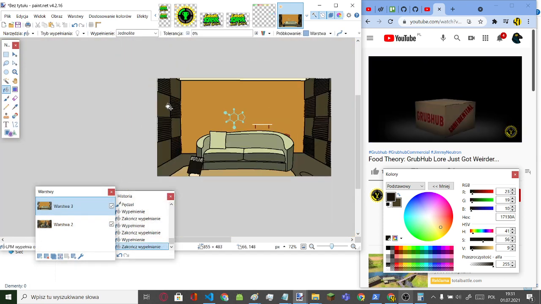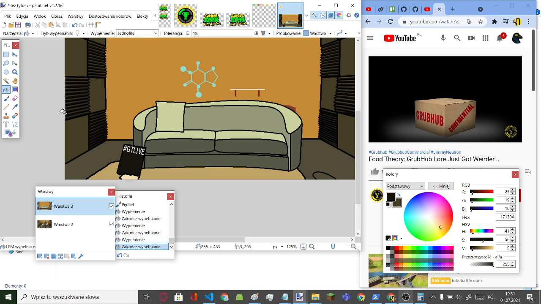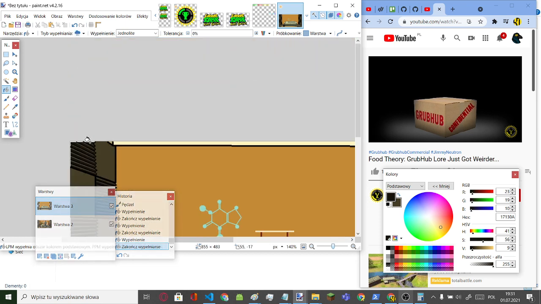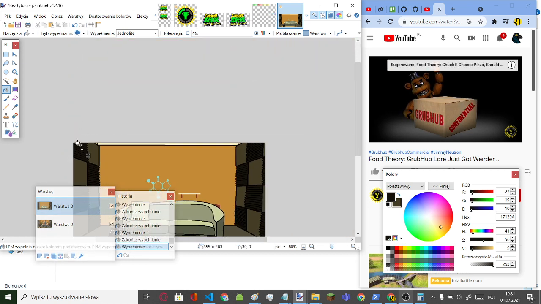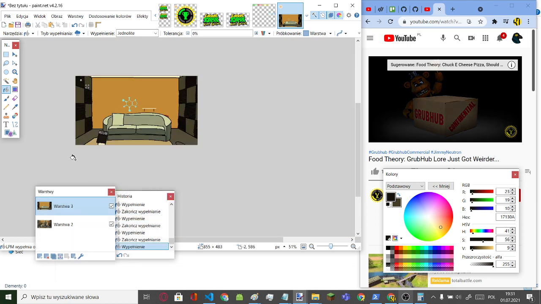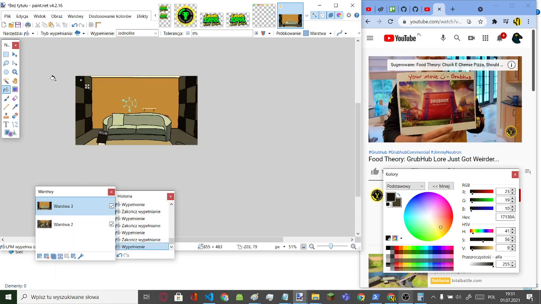But alas, the contents of the package only pulled me in deeper, to the extent that I'm concerned Grubhub might become the FNAF of the food theory channel. So, for better or worse, theorists, let's unpack this envelope together. The first thing I pulled out was this.